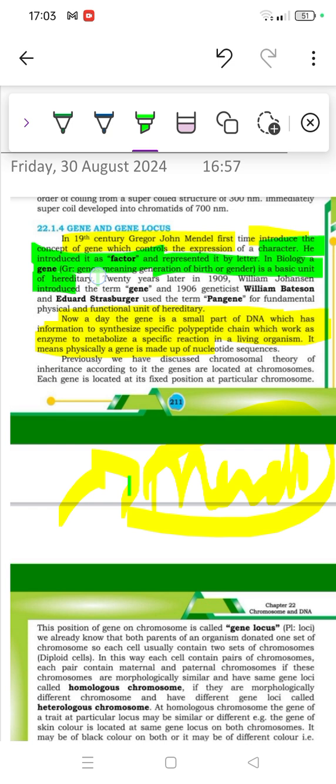Even later on, after around 20 years, there was a scientist, William Johannsen, who introduced the term gene in 1909. But the term was also called pangene before that, because William Bateson and Edward Strasburger gave this name, pangene, for the fundamental physical and functional unit of heredity. So I hope it is clear.